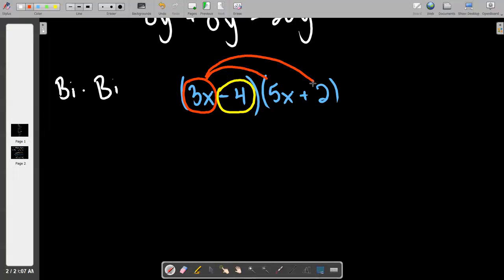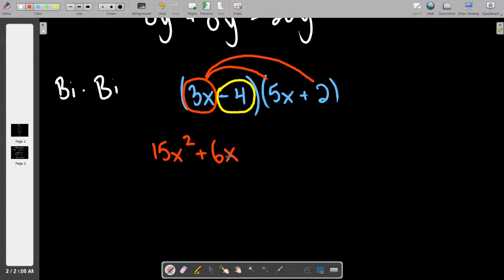So what is 3x times 5x? 15x squared. And then I'm still on red guy. He's still doing his jobs. And so he's got another job. He's got to go all the way across. What's 3x times 2? So I'm going to put plus 6x. And then I can take 3x and say, good job. You've worked hard today. You're done.